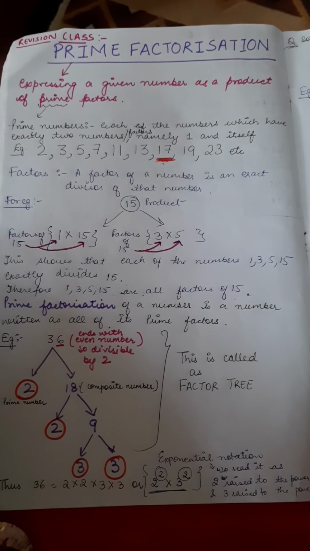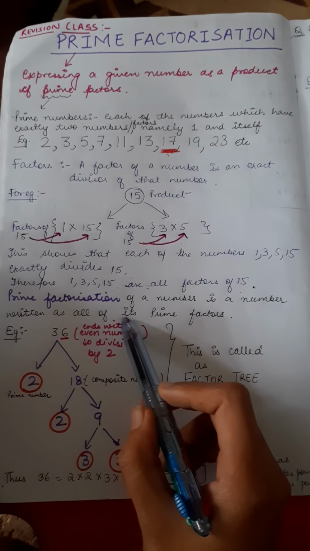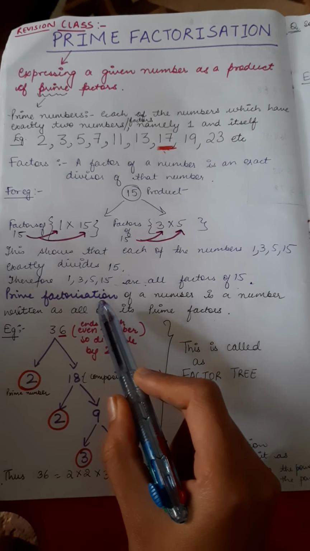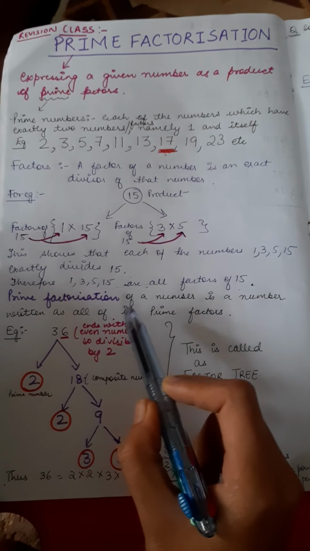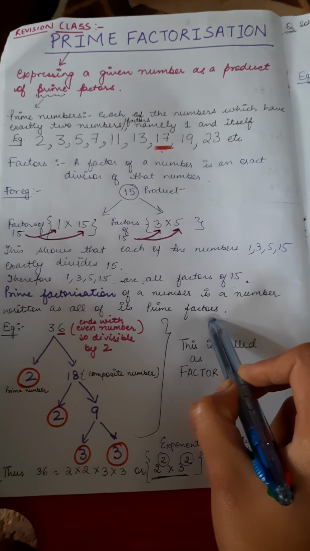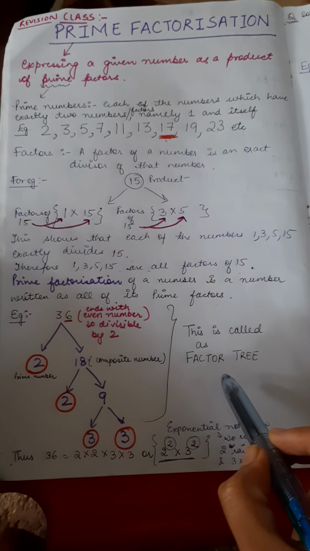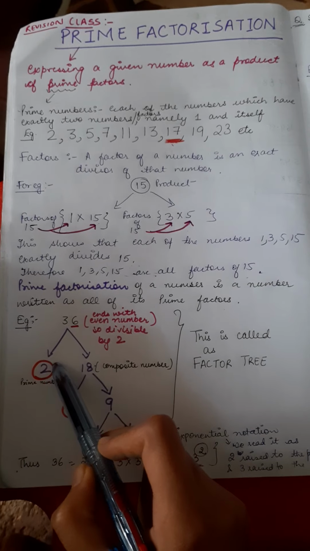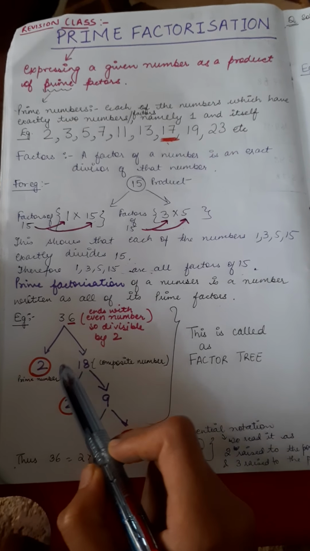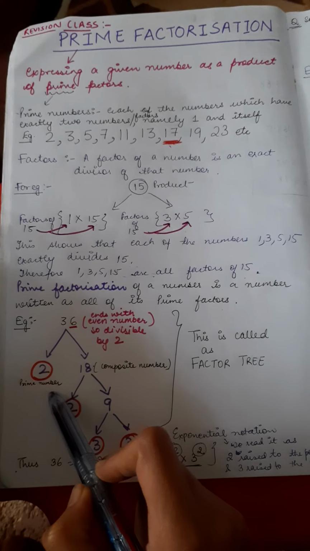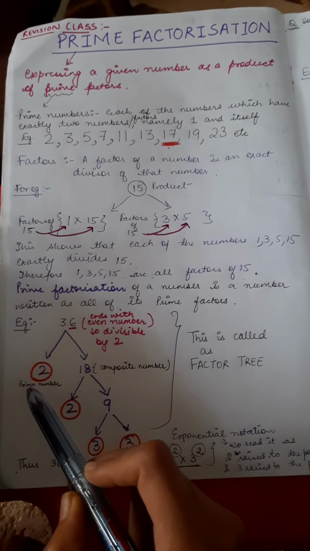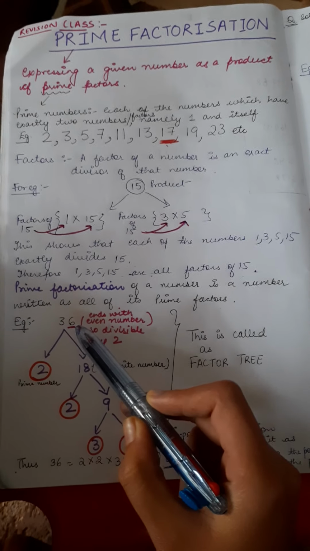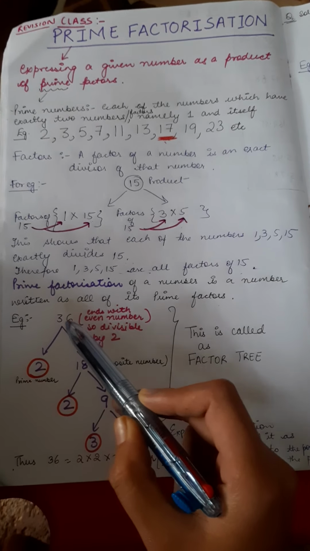Now, prime factorization of a number is the number written as a product of all of its prime factors. You have to remember this, that whenever we are solving a sum for prime factorization, we will be writing all its prime factors. Now, let us see this factor tree. Whenever we have to solve a sum of prime factorization, we always choose the lowest prime number. We always start with the lowest prime number. And we have to see whether that particular number is dividing the given number for prime factorization or not.